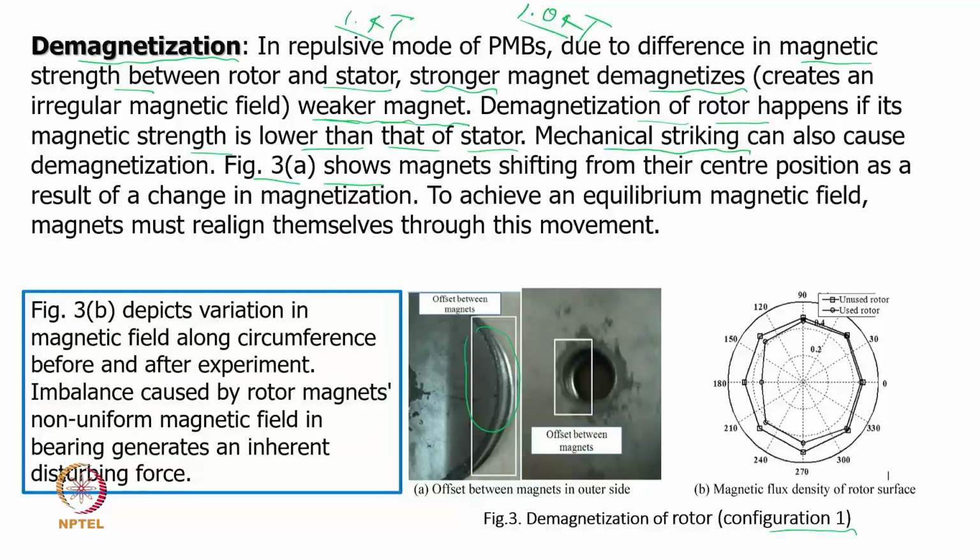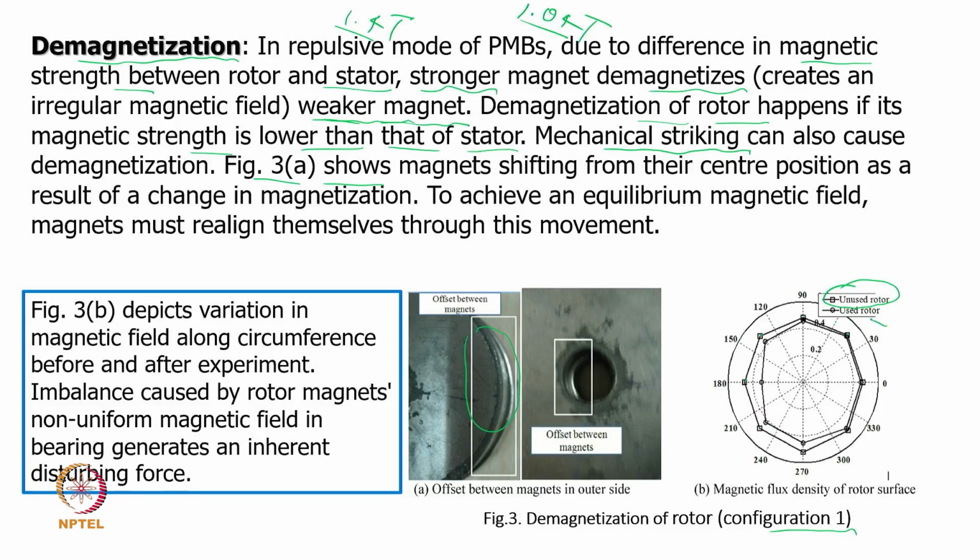However, we know permanent magnetic bearings are well known for self-centering purpose, while even in configuration 1 we do not find that self-centering is happening, and there is some sort of demagnetization, and this is what has been shown. Now, if you look at the unused rotor magnetic strength, these are the data related to magnetic strength.